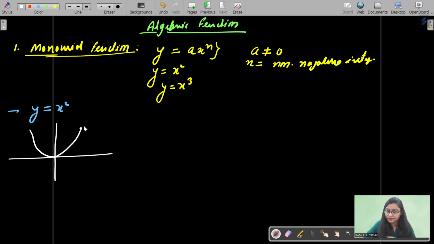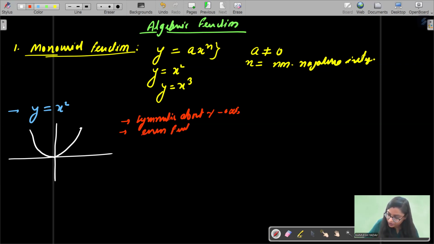What we see in this graph is that it is symmetric about the y-axis. It means it is an even function. Also, when we put minus x in f, we get f of x. So it is an even function.